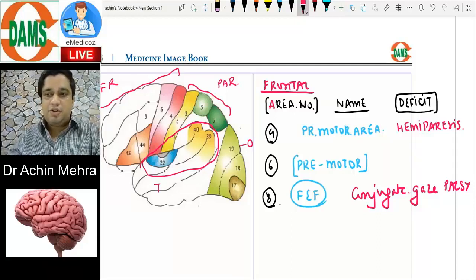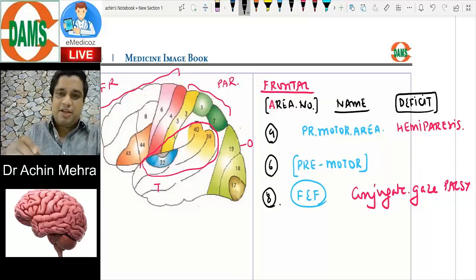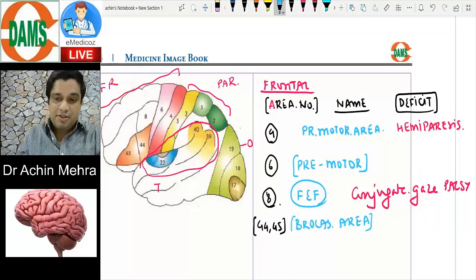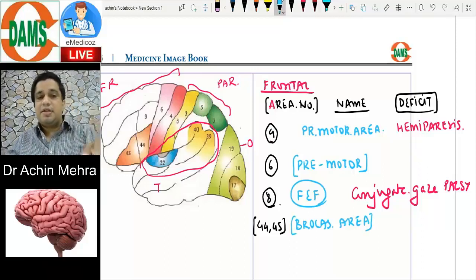Okay, conjugate gaze palsy. And most important, which helps me to talk every time, is area number 44 and 45. Yes, that is the famous Broca's area. And you know this, that if there is a lesion in Broca's area, we find aphasia where the fluency is impaired, okay, that's known as Broca's aphasia.